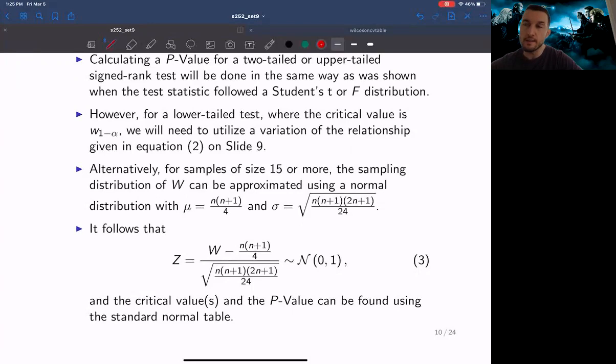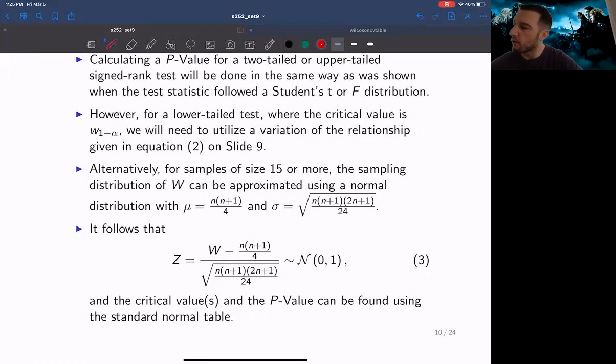So in the sign test case, I believe that our sample size cutoff was 10. So for the sign test, when we had 10 or more observations, we could approximate the distribution of the test statistic using the standard normal distribution. For the signed rank test, when we have 15 or more values, we can approximate the distribution of the test statistic using a standard normal distribution as well.